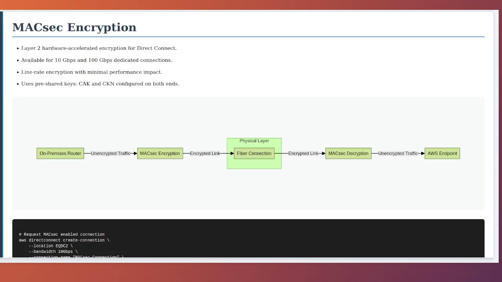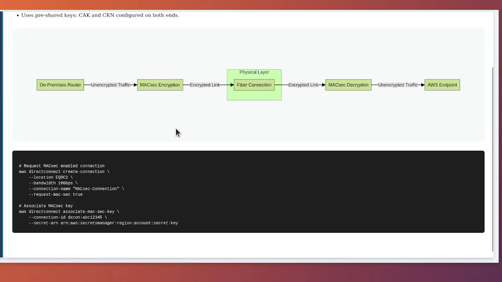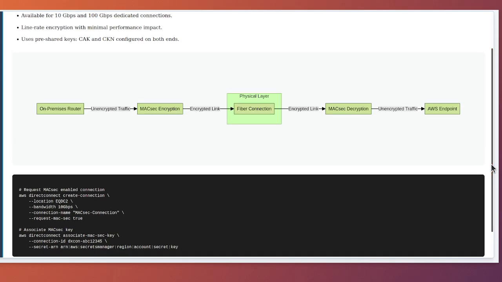MACsec encryption. MACsec, which stands for Media Access Control Security, is an IEEE standard for encrypting data at the Layer 2 level. AWS Direct Connect supports MACsec encryption for 10 gigabit and 100 gigabit dedicated connections, providing hardware-accelerated encryption for your Direct Connect traffic. Traditionally, if you wanted to encrypt data traveling over your Direct Connect connection, you would implement encryption at higher layers, such as IPsec VPN tunnels running over the Direct Connect connection, or TLS for application-level encryption.